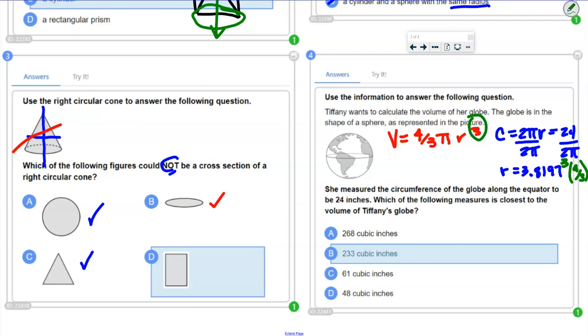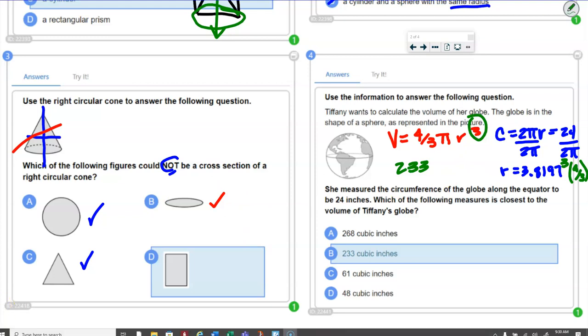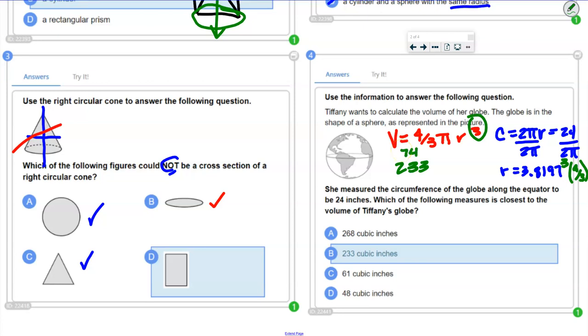So when I did that, I got 233. Notice there's no pi's in these answers, guys. So that's why 233. So when I got to this point with pi, I had 74.3075 pi, right? Then I have to multiply that by our pi, and that's how I got 233. It was 233.444, but it says round to the nearest, the one that's closest, so that would be 233.